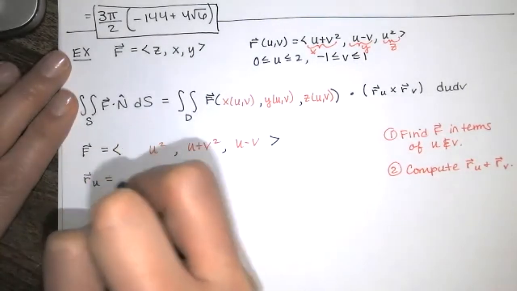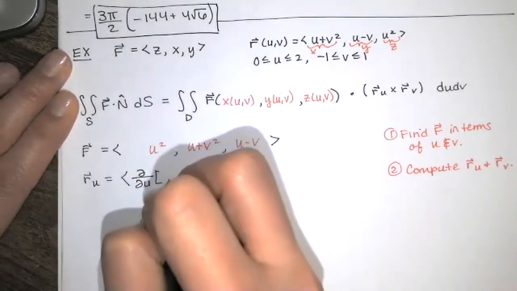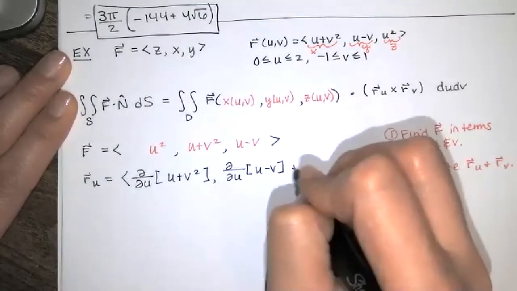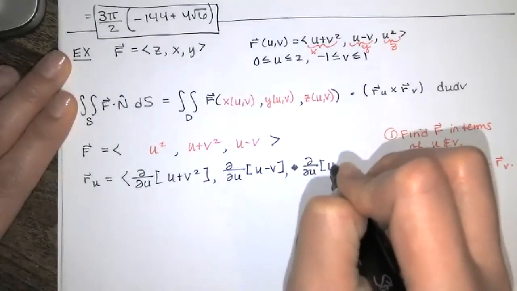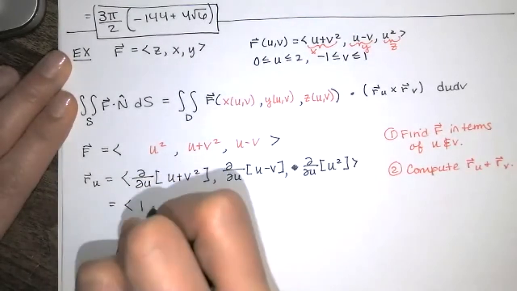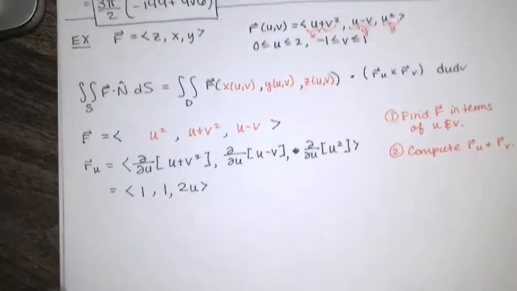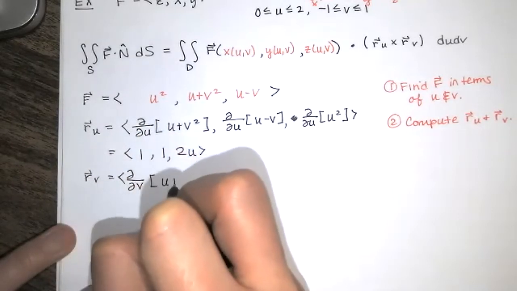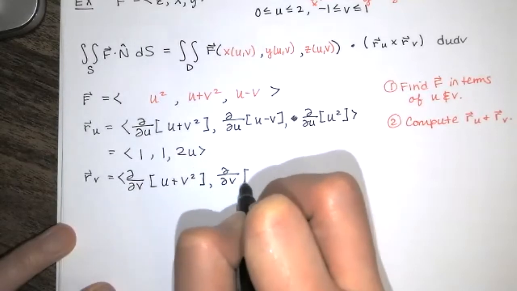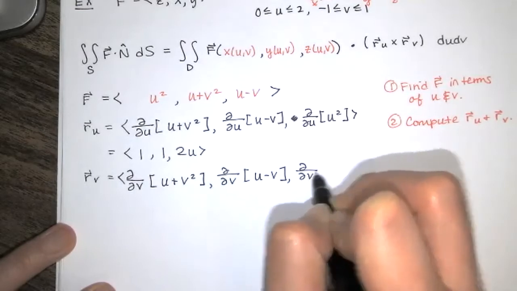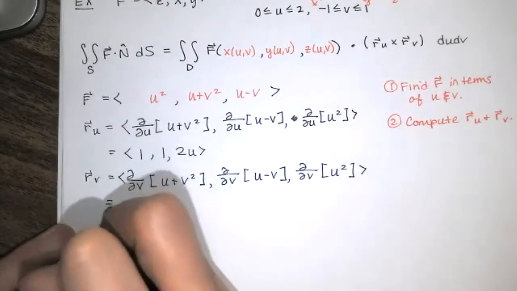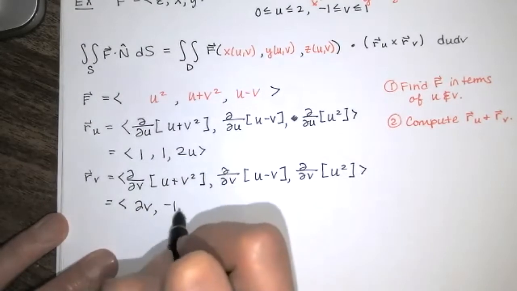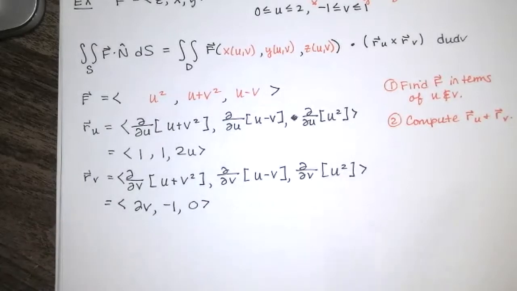So the partial of r with respect to u is easy to find. We just take the partial with respect to u of each of those three components separately. Oops, not plus. So you get a 1 and a 1 and a 2u. Not bad. That's going to be super easy to take the cross product with. And then we look at the partials of each of the components with respect to v. So there's no v here, so that's 0. The derivative of v squared is 2v. We get a -1 there, and there are no v's there, so we get a 0. So we found those two.